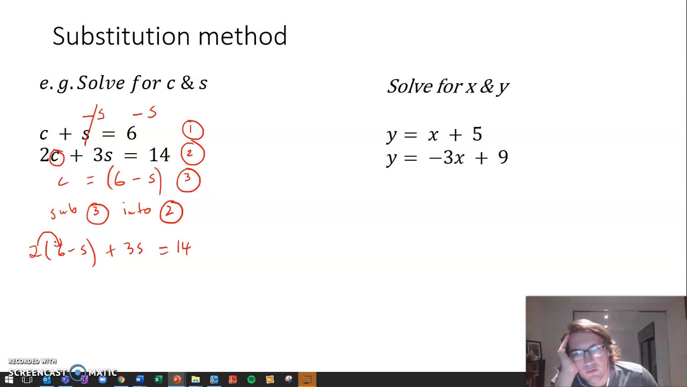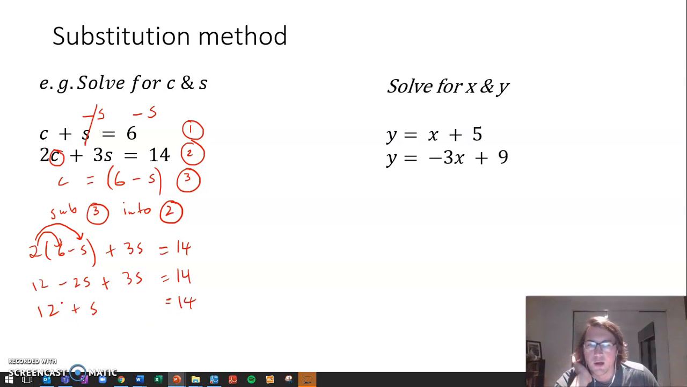I expand this. So 2 times 6 is 12, 2 times S is minus 2S, plus 3S is equal to 14. Okay, collect my like terms. So minus 2S plus 3S is going to give me just positive 1S. So 12 plus S is equal to 14. And now I just need to solve for S.